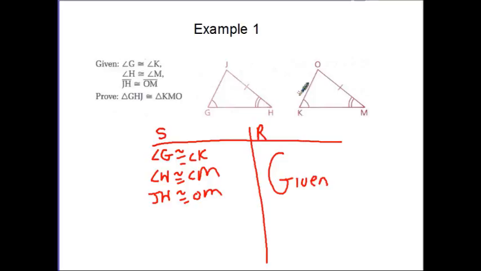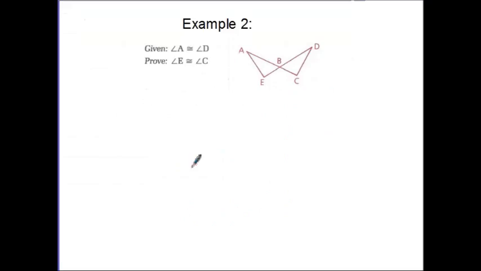Why would these triangles be congruent? Angle, angle, side, and just make sure it's corresponding sides, and they are. Triangle GHJ is congruent to triangle KMO by angle-angle-side. Easy peasy mac and cheesy, right? Alright, here's another one. Let's see if you can do this one on your own. Press pause, and let's get to it.